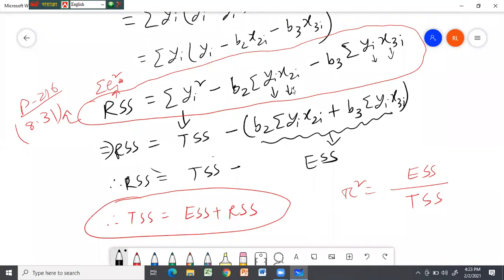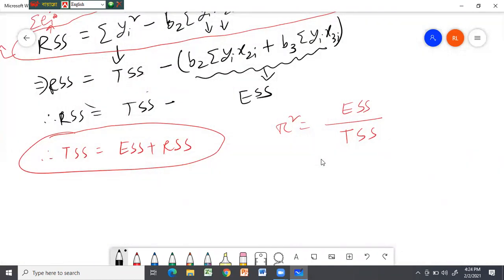And this whole portion, B2 into sum of yi x2i plus B3 into sum of yi into x3i, this whole portion is your ESS or explained sum of a square. So once you just divide ESS with the TSS, then you will get your R square value. Or you can also alternatively calculate your R square value with this one.